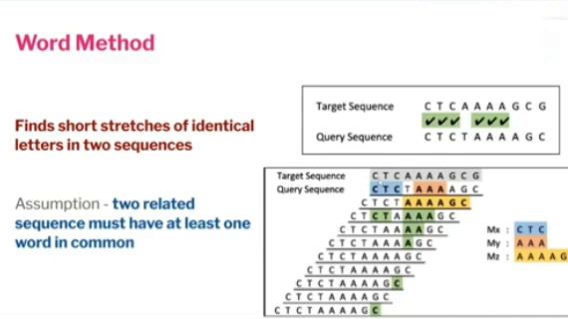So here you can see a target sequence is placed and the query sequence is placed, and after that all the possible short stretches are found, by keeping the query a little ahead of the target sequence, and then finally the alignment is placed based on all the short stretches that we have found.